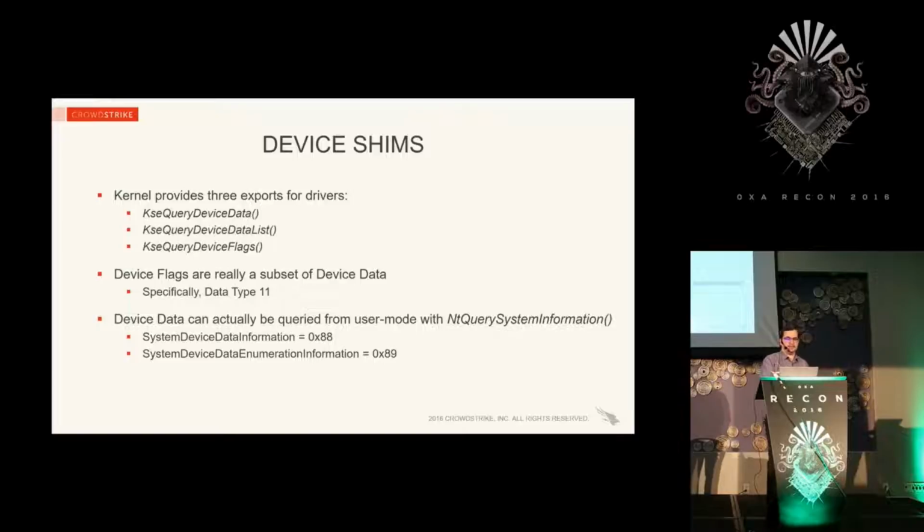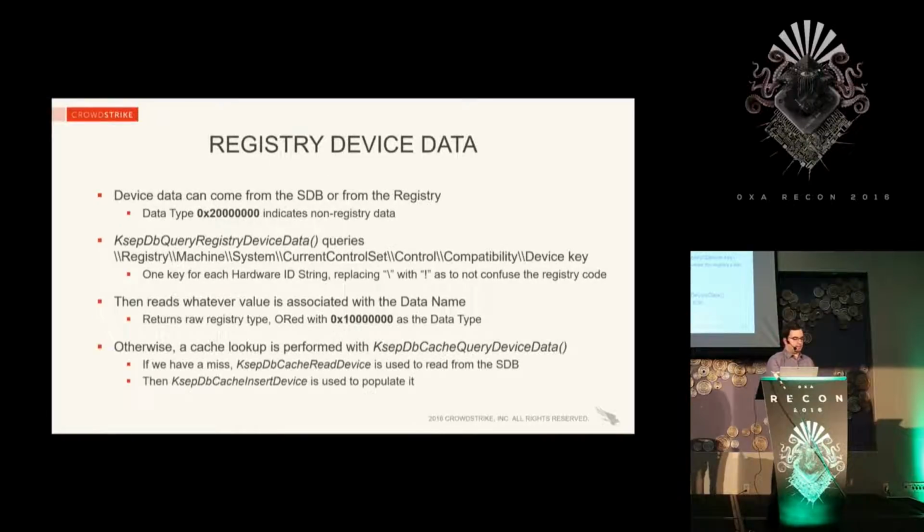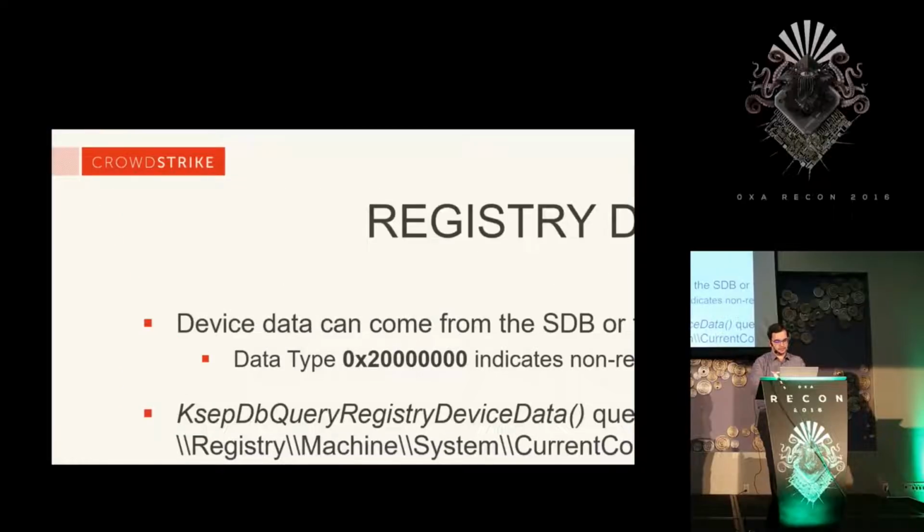And device data, again, it's flags, policies, things that make this device interesting or unusual compared to other devices so that its driver can basically react to those differences that the device might have. The other place device data can come from is the registry. So device data can either come from the SDB database when it's loaded off the disk, or it can actually come from the registry.